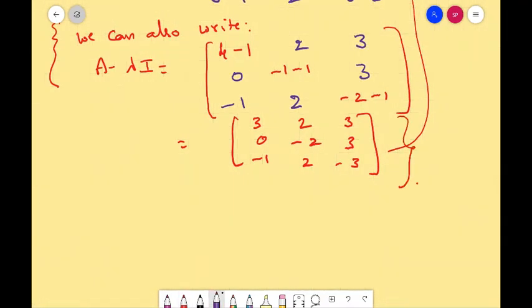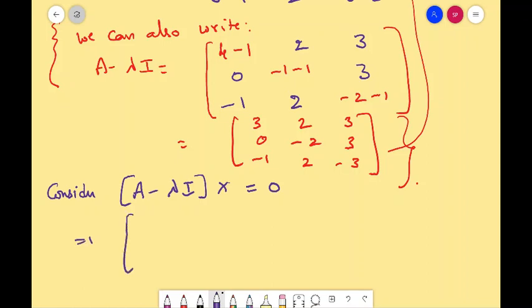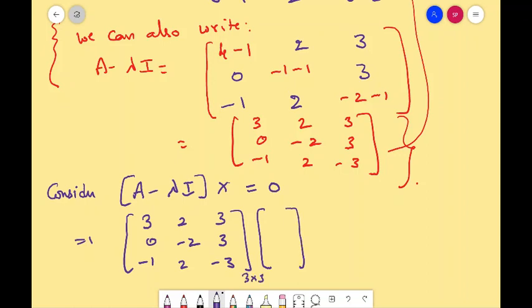Right. So after that, what do we have to do? We have to consider A minus lambda I into x equal to 0. What is the system here? 3, 2, 3, 0, minus 2, 3, minus 1, 2, minus 3 into x. Since this is a 3 by 3 matrix, x should be 3 by 1, that is x1, x2, x3, equal to the 3 by 1 matrix 0, 0, 0.